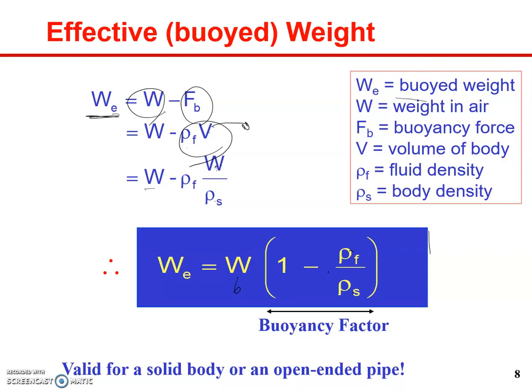And that's a factor that you multiply by the weight. It's a number between 0 and 1, and it's not going to be 1. It's definitely less than 1 and more than 0. So the effective weight is a fraction of the weight in air.